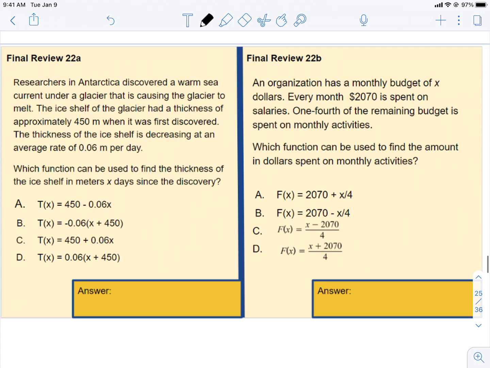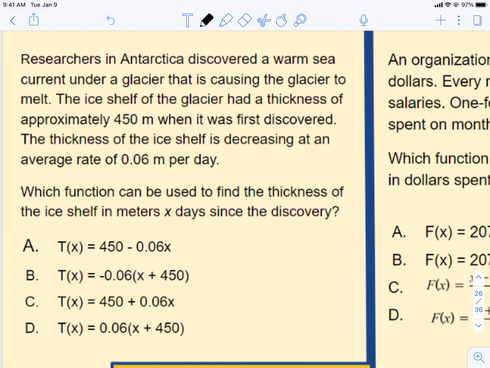Okay, looking at 22, okay, researchers in Antarctica discovered a warm sea current under the glacier that is causing the glacier to melt. The ice shelf of the glacier had a thickness of approximately 450 meters when it was first discovered. The thickness of this ice shelf is decreasing at an average rate of 0.06 meters per day. Which function can be used to find the thickness of the ice shelf in meters X days since the discovery? Well, it tells us that when we first found it or first discovered it, it had a thickness that was about 450 meters. That is our starting amount. Okay, if we remember y equals mx plus b, b is our starting amount.